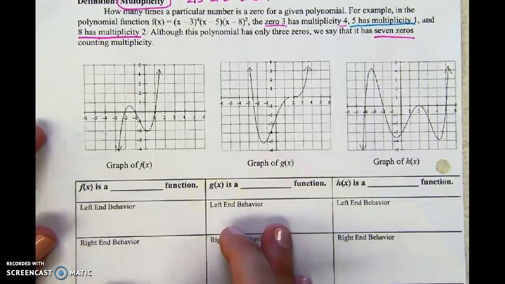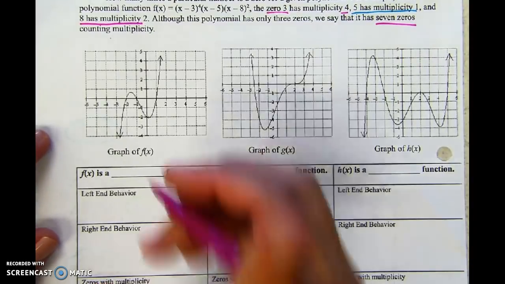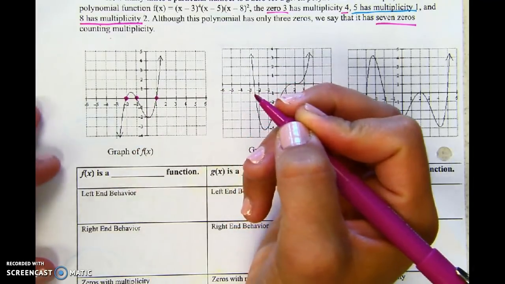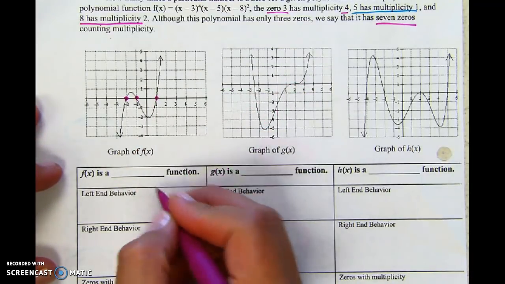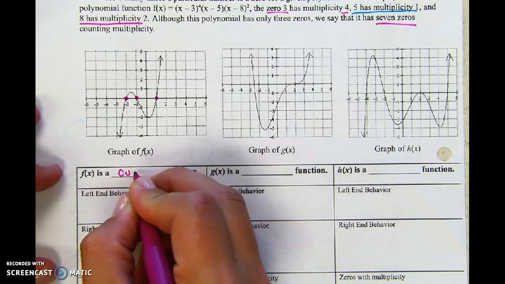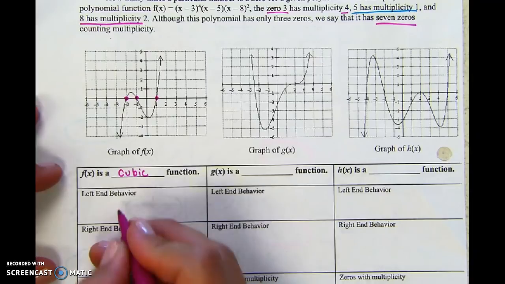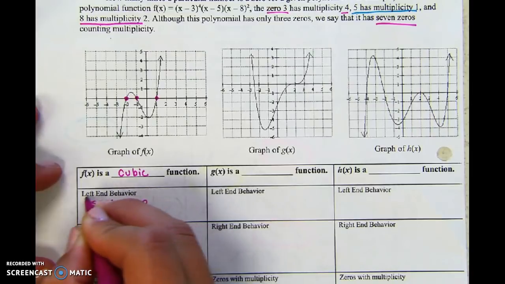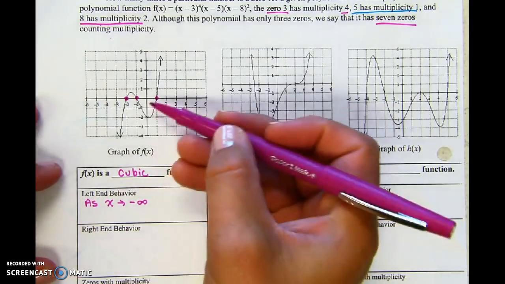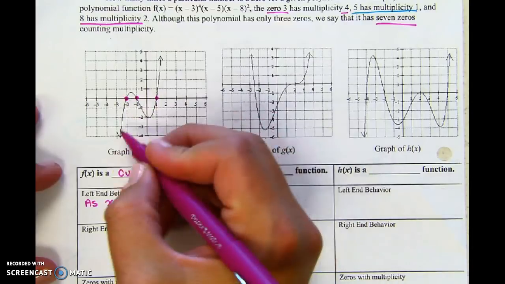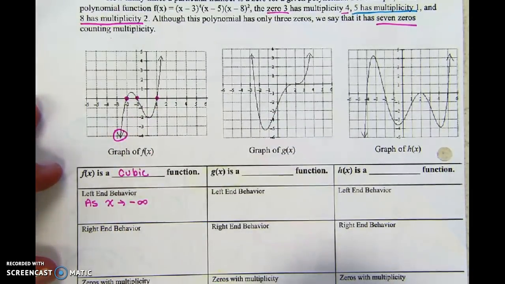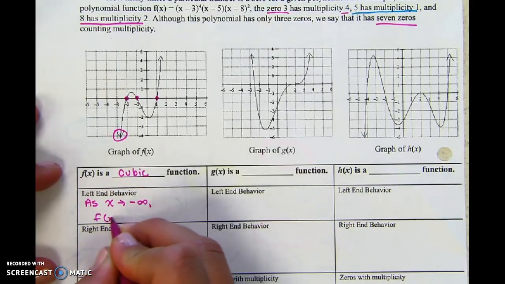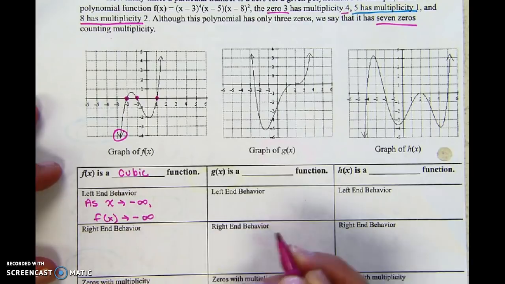Okay. You ready? Here we go. How many zeros do you see here? I see 1, 2, 3. And 3 means f of x is a cubic. The left end behavior, as x goes to negative infinity, that is because it says left end behavior. So as you go on the function to the left, where is the arrow pointing? Up or down? It's pointing down. So as x goes to the left, f of x is approaching negative infinity.